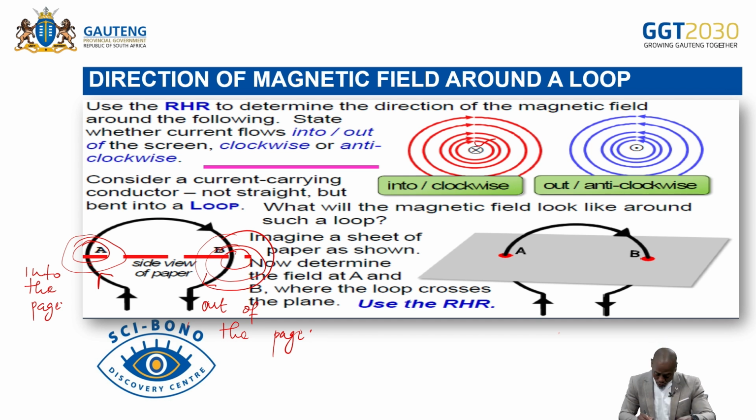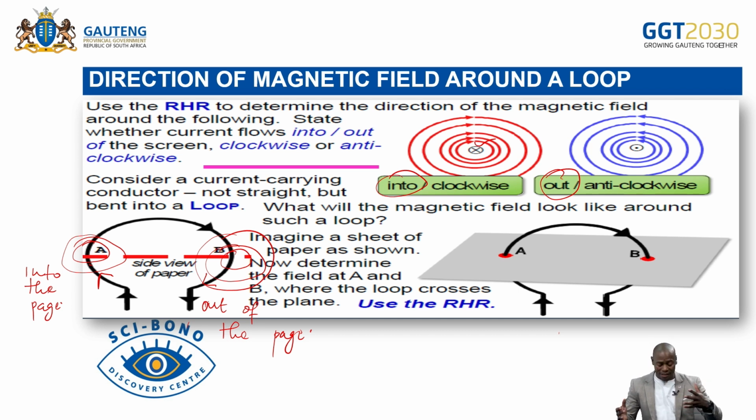So it's into the page, the cross, and then the dot is out of the page. Okay, so here we have a loop, right? And in this loop, there's current that is flowing. So if there's current flowing, obviously there is what? There is a magnetic field. But now we need to determine the direction of the magnetic field.